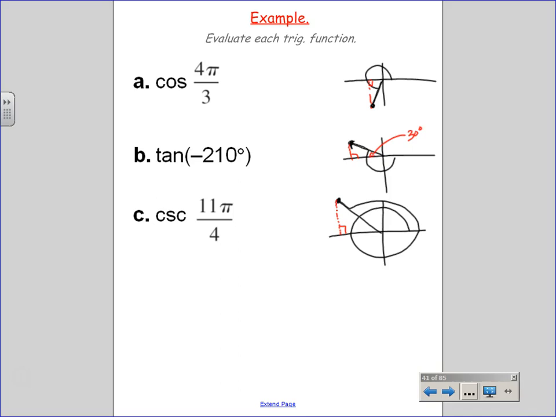This one is close to 180, but he's farther away. He's actually 60 degrees away. And this one is also close to 180, but he's technically 45 degrees away. Now you could think of it as pi over 4 away, pi over 6 away, pi over 3 away. If you're able to figure out how far he is from the axis, you can think of the triangles that would correspond.